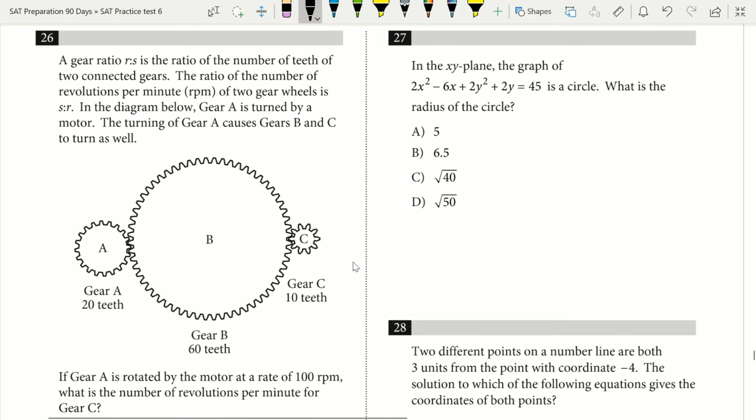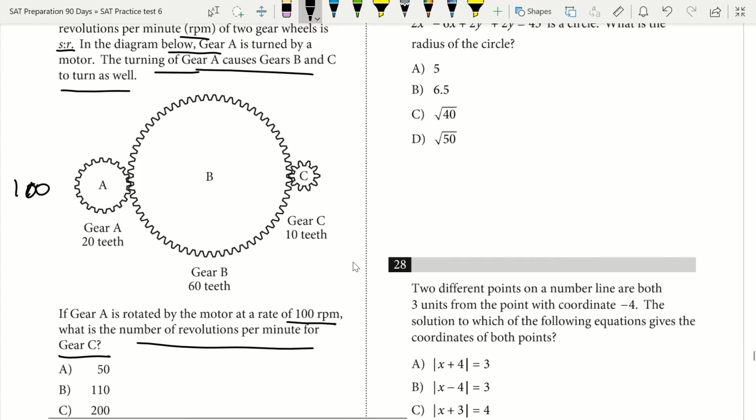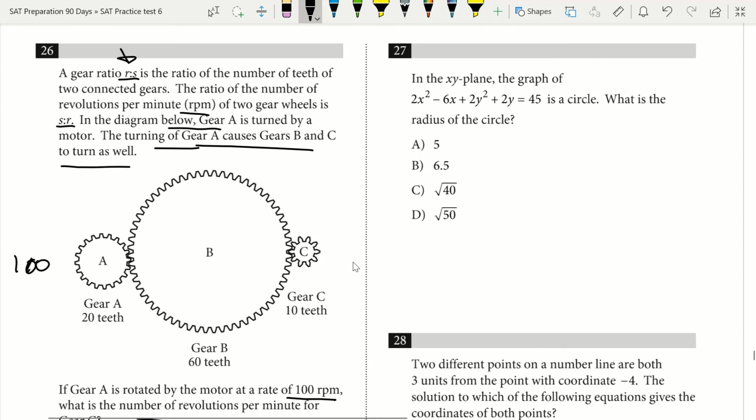Okay, I've got a gear ratio RS, the ratio of the number of teeth of two connected gears. The ratio of the number of RPMs of the two gear wheels is SR, which I see is the opposite of RS. On the diagram below, gear A is turned by the motor. Gear A causes B and C to turn as well. If gear A is rotated at a rate of 100 RPMs, what's the number of RPMs of gear C? Okay, well, if I look at my ratio of teeth from gear A to gear C, I see that that's going to be 20.